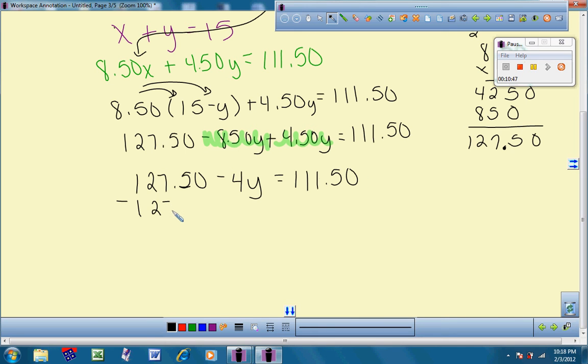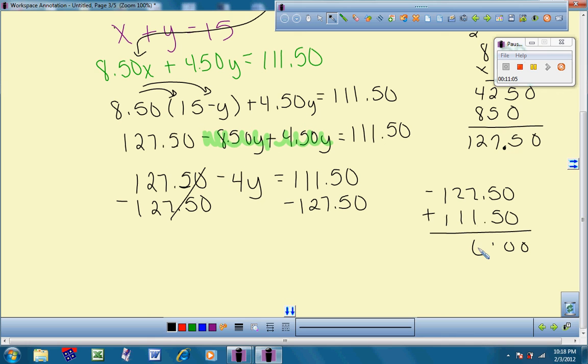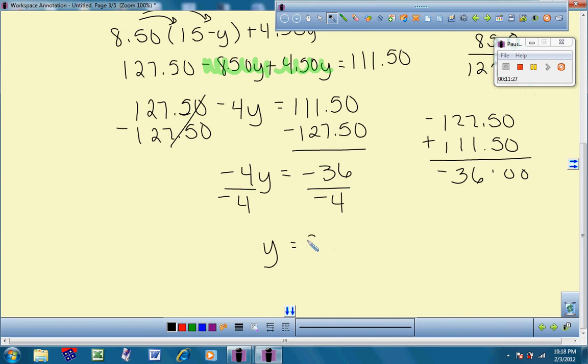Subtract out the 127.50. So let's do the work over here. Negative 127.50 plus 111.50. 7 minus 1 is 6. 2 minus 1 is 3. And we would get a negative $36. So negative 4y equals a negative 36. Divide out negative 4. And we get y is equal to positive 8. Negative divided by negative is positive.